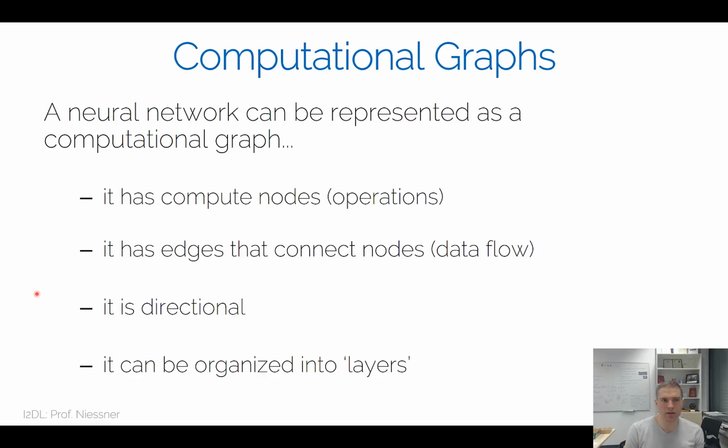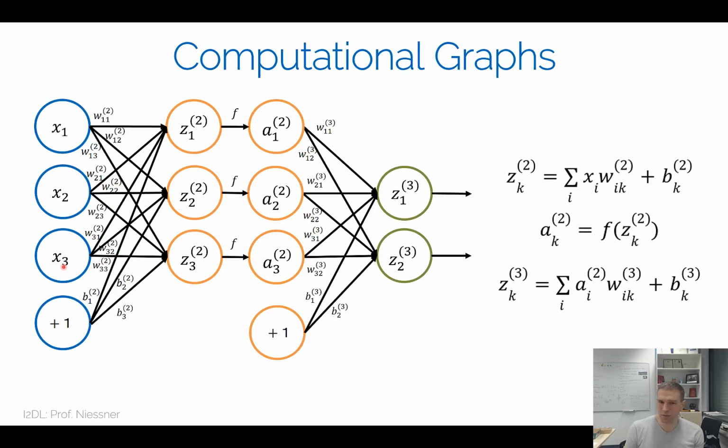Okay, so what's the similarity between the compute graph and the neural network? Well, a neural network can be represented as a compute graph. It has nodes, it has these operations, it has the edges, that is the flow, it's directional, and it's organized into layers. What I've been saying is compute graphs can represent neural networks and vice versa, right?